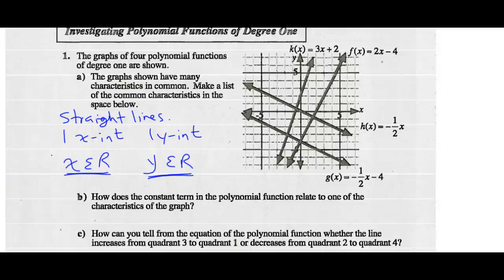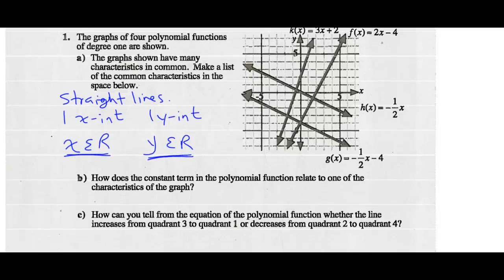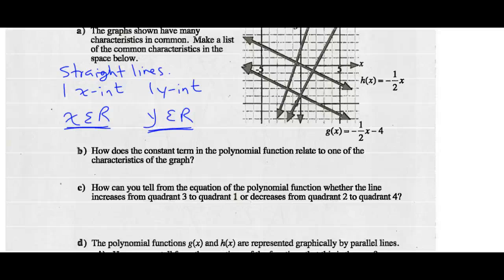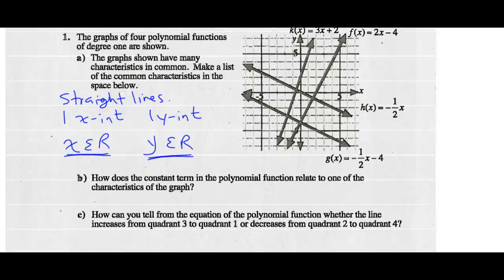How does a constant term in the polynomial function relate to one of the characteristics of the graph? Well, we learned from the last slide with degree 0s that the constant terms should be the y-intercept. And if we look at these equations, f of x is 3x plus 2, it goes to the y-axis at 2. 2x minus 4 goes to the y-axis at negative 4. Half x minus 4, the y-axis at negative 4. Constant term here is 0. It's got a y-intercept of 0. So the constant term is the y-intercept of the graph.